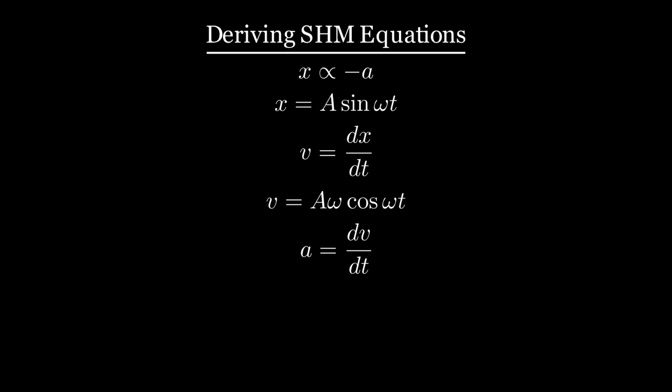Again using the chain rule, we differentiate the inside first, giving us another omega term. Then differentiating the outside, we get negative sine, giving us a formula for acceleration, a equals negative A omega squared sine omega t. Now if we look back at our original equation for displacement, we can substitute this into our equation for acceleration. This gives us a final equation for acceleration, a equals negative c times x, where c is omega squared.